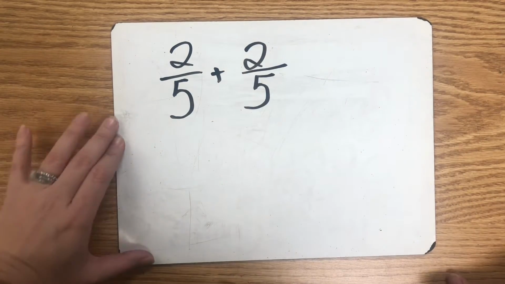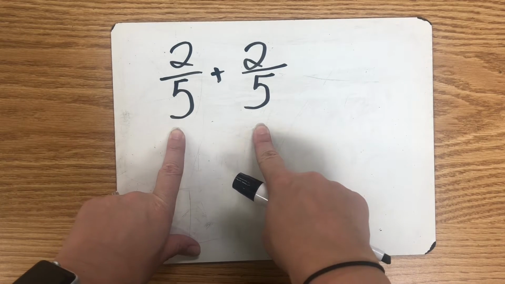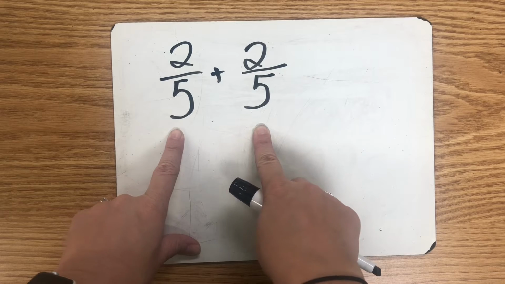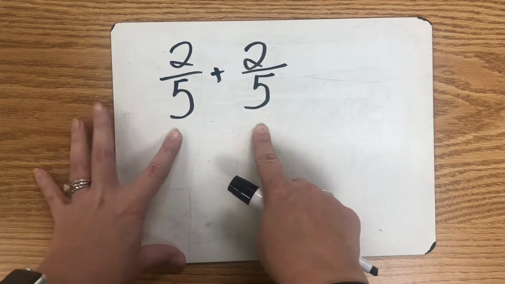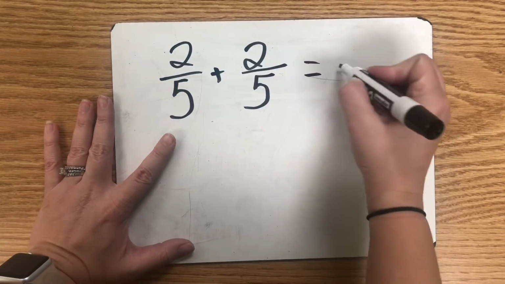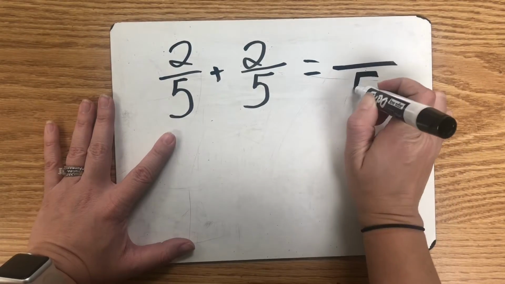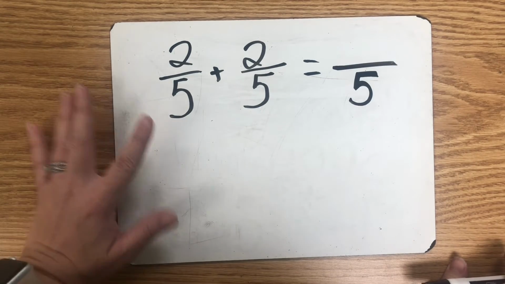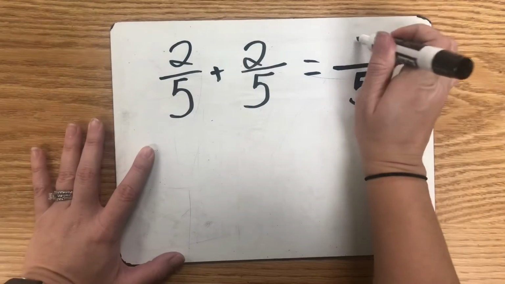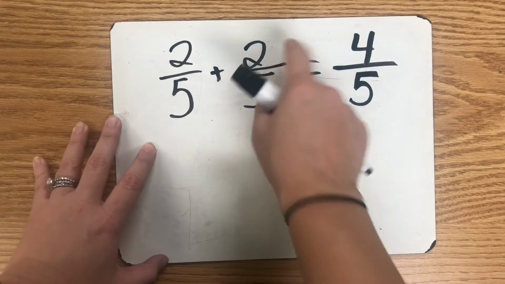2/5 plus 2/5. As you can see, I have a 5 as my denominator on both problems. So they're already a common denominator. So the next thing that I have to do is my denominator will always stay the same. So 2/5 plus 2/5 gives me 4/5. All you do is you add your numerator.